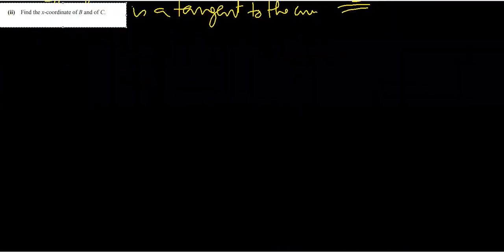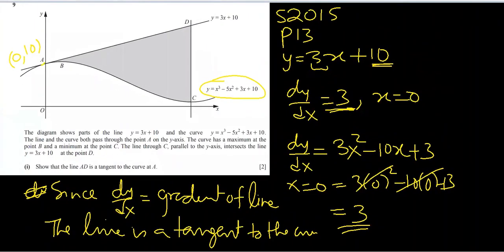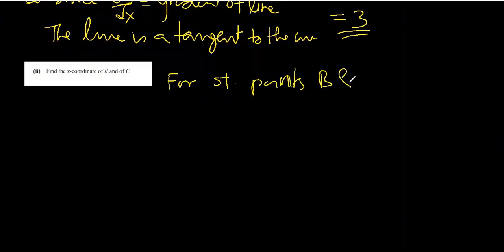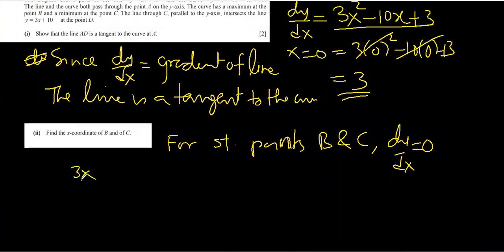What is it about? It says find the coordinates of the points B and C. So they have already written that B is a maximum and C is a minimum. That means they're asking us the coordinates of the stationary points. And for stationary points B and C, dy over dx has to be equal to 0. The gradient of the tangent will be 0. And let's equate. This was dy over dx. So 3x squared minus 10x plus 3 is equal to 0.